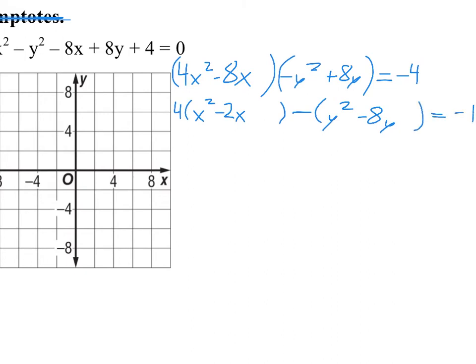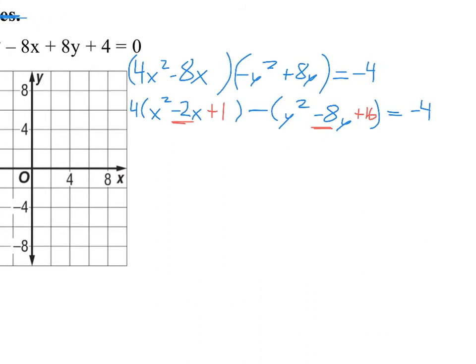So now we're going to complete the square. Alright, so take the negative 2, divide that by 2, that's negative 1. Negative 1 squared is plus 1. And do the same thing here. Negative 8 divided by 2 is negative 4. Square that and you get plus 16.